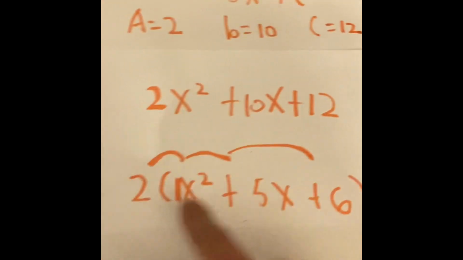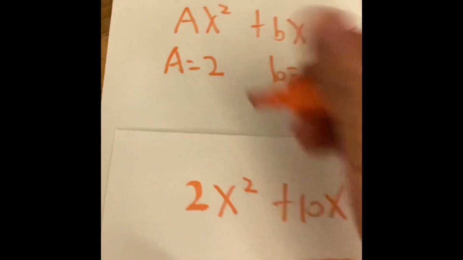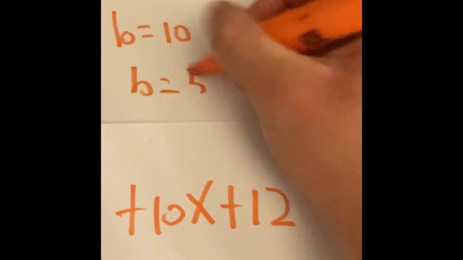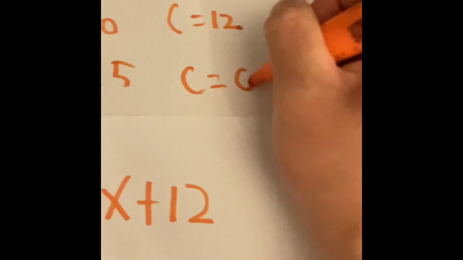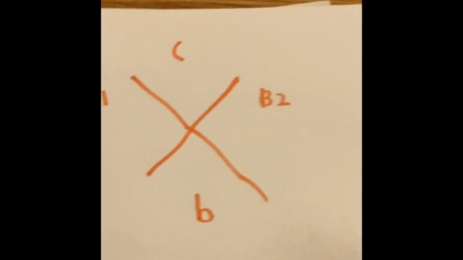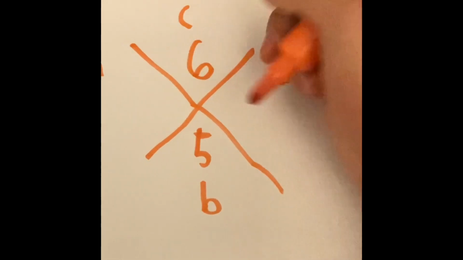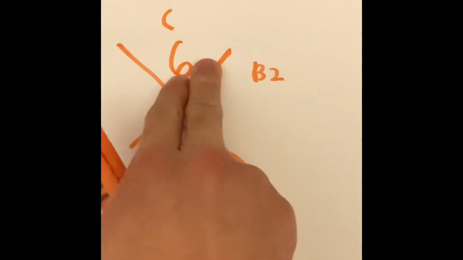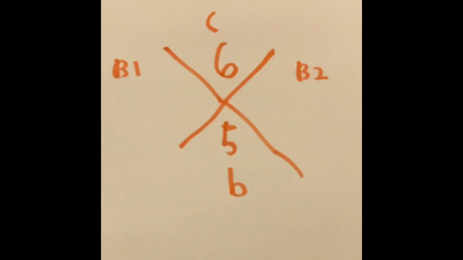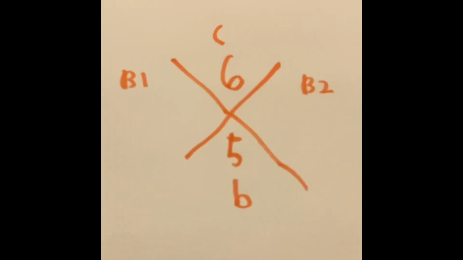But wait, remember when we factored out the 2? So instead of doing that, we're going to say A equals 1, B equals 5, and C equals 6. These numbers will be inserted. B is going to be right on the bottom. C is going to be number 6 on the top. So what two numbers can multiply up to 6 and add up to 5 at the same time? Type in the comments below. Pause this video if you need extra time.